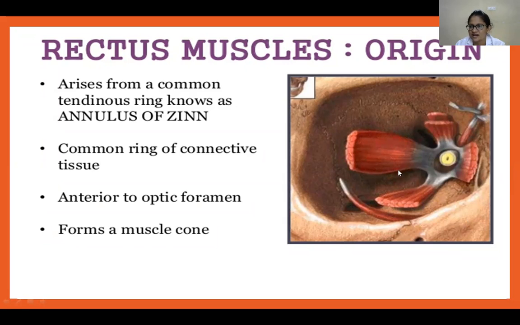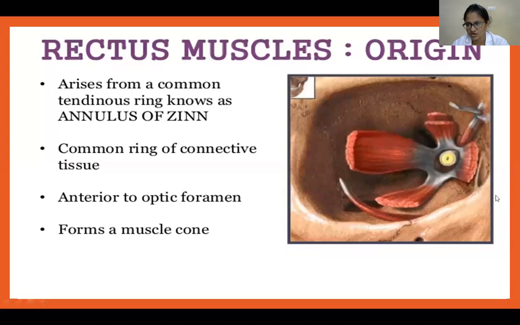The lateral rectus muscle has two heads. In between these two heads of the lateral rectus muscle, we are going to see the abducent nerve now.